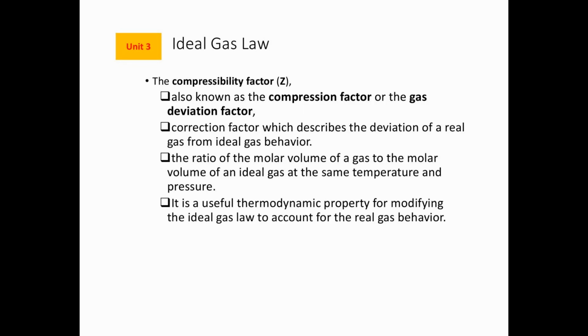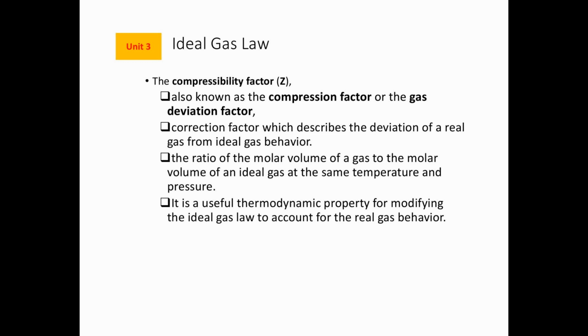Let's talk about the compressibility factor. We know the ideal gas law PV is equal to nRT. But some real gases don't behave ideally, so there is another term you put into the equation called the compressibility factor, or Z factor. It's a correction factor which describes the deviation of the real gas from the ideal gas. Normally the Z factor is less than 1, though it could be higher than 1 for helium and hydrogen. For most gases like CO2, it is less than 1.